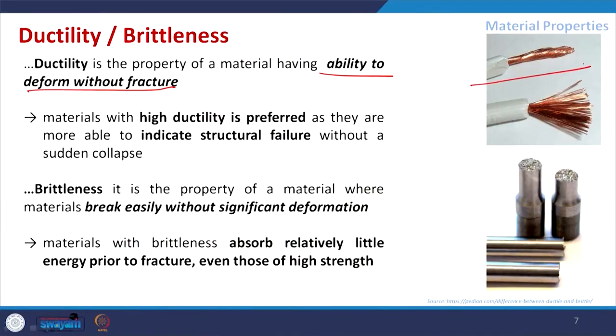But at the same time, if you take the example of a chalk, you put the pressure, hardly will you find any deformation, it cracks. So, there are materials which are good in that they will deform before fracture, and that property is called the ductile property, or this overall event is your ductility. If you see this image, this is an electrical wire.